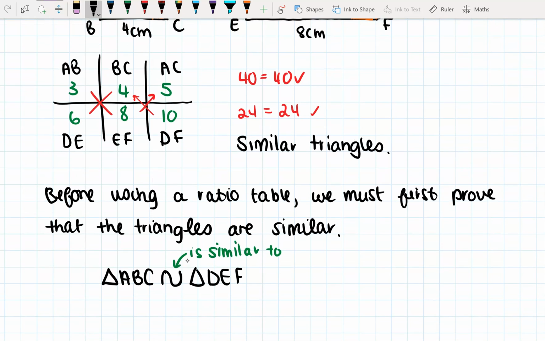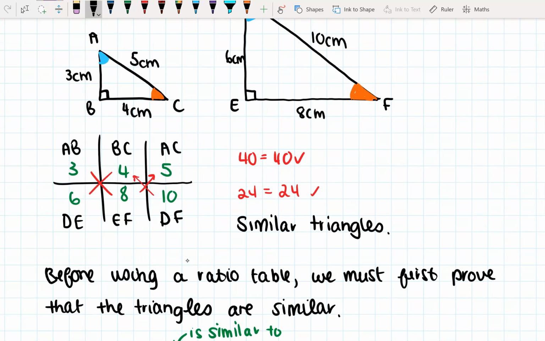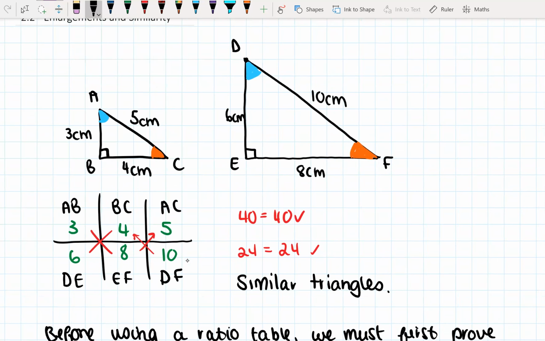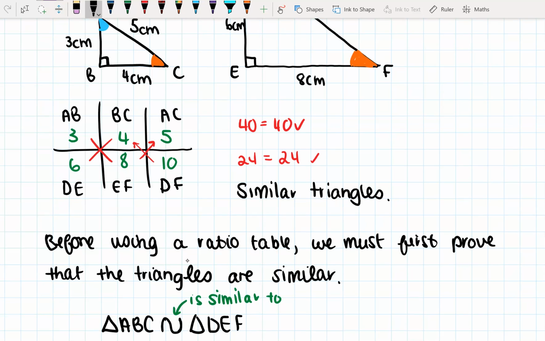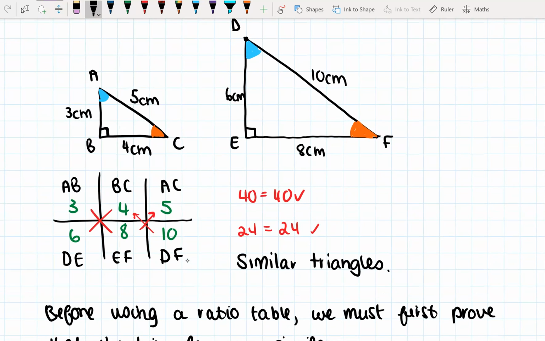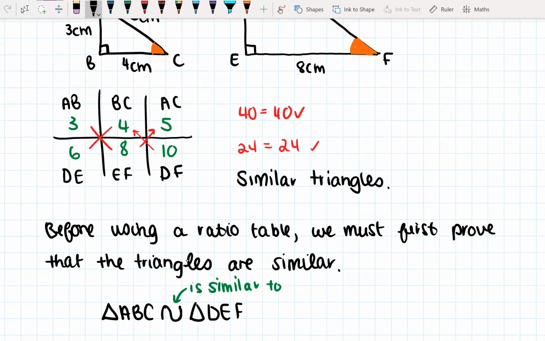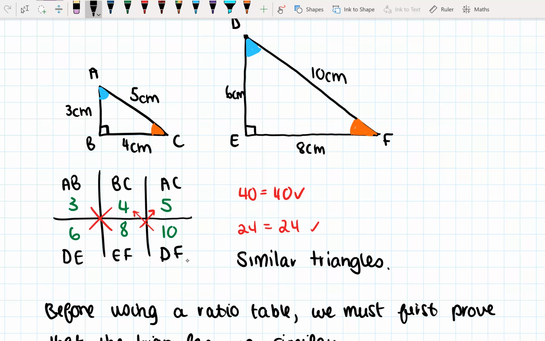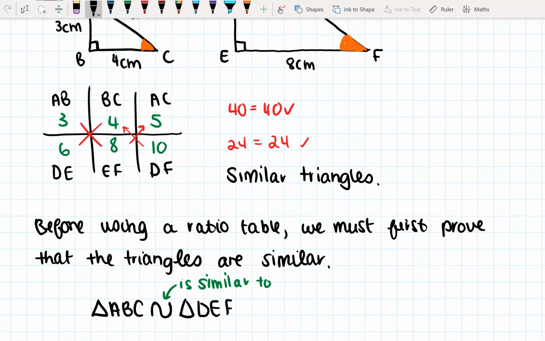And you'll notice I made sure that I wrote the letters in the same order. So A was the equivalent of D in the first corner. So corner A and corner D, or vertex A and vertex D were the same, so they're in the first position. Vertex B and vertex E were the equivalent, they were the same measurement, so they are in the second position, and vertex C and vertex F are in the third position. And that's really important when you do similarity as well, that you get this order correct.